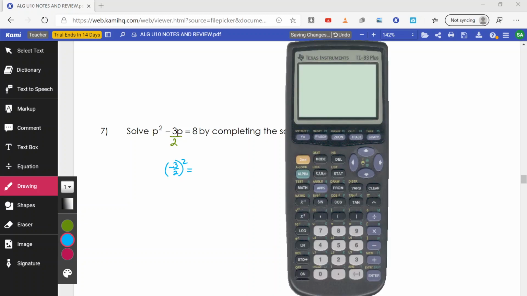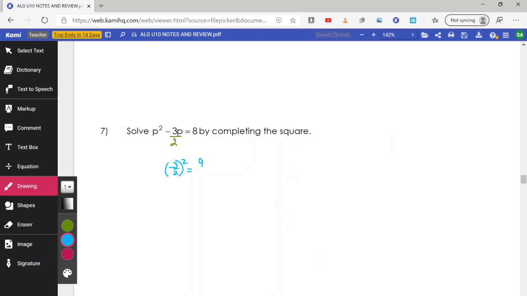In a fraction, we square both numbers, so it's -3 squared over 2 squared. We've done -3 a bunch of times, but we could also use the calculator. -3 divided by 2 squared gives me 2.25, but because we're in a fraction, I'm going to put it back into a fraction, 9/4. So I'm going to add 9/4 to both sides of our equation. We have p squared minus 3p plus 9 over 4 equals 8 plus 9 over 4.